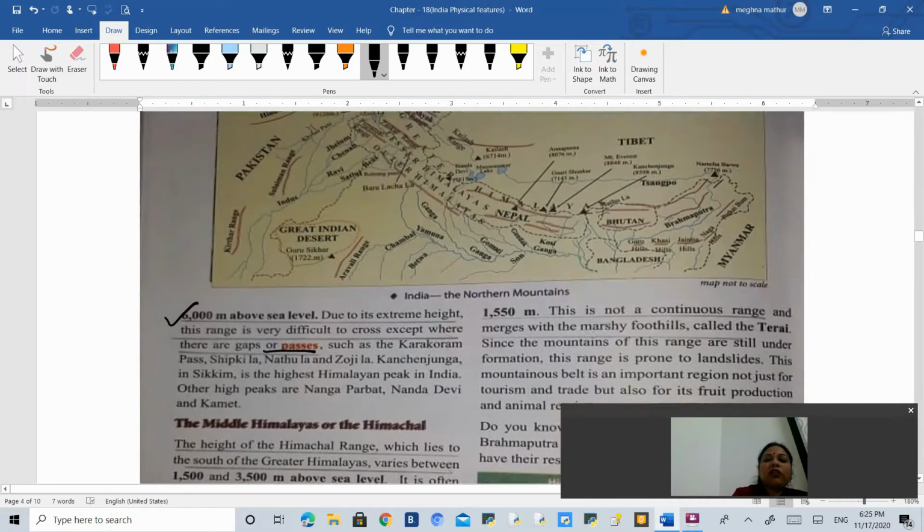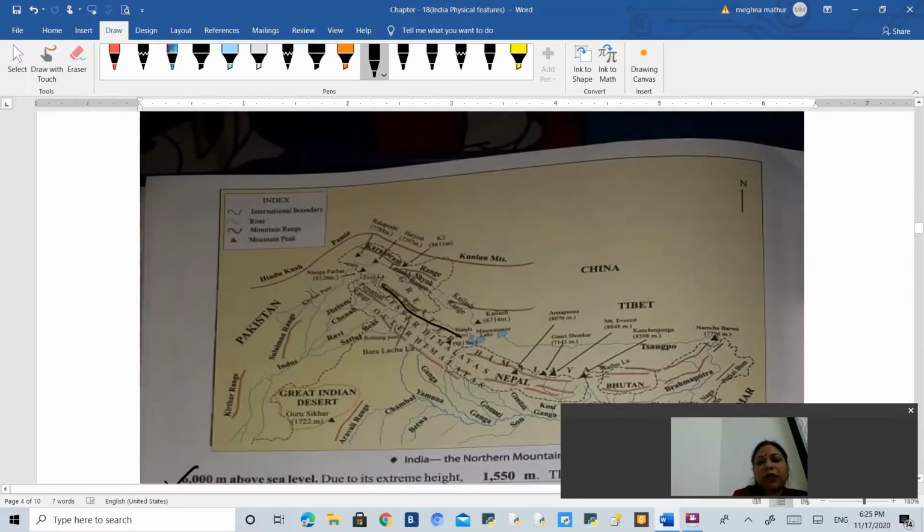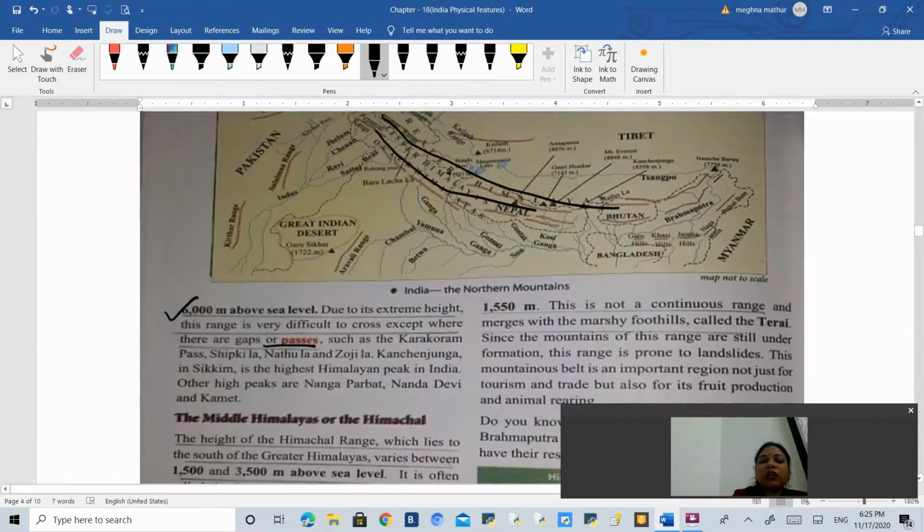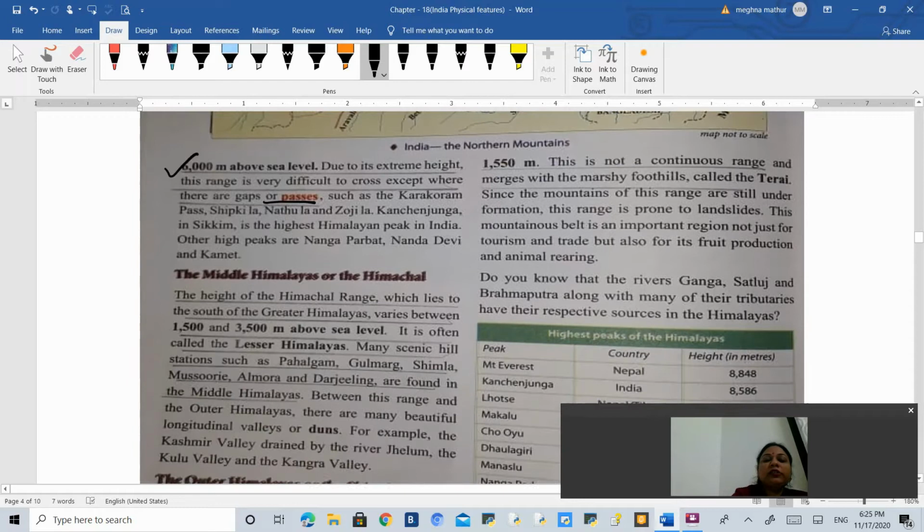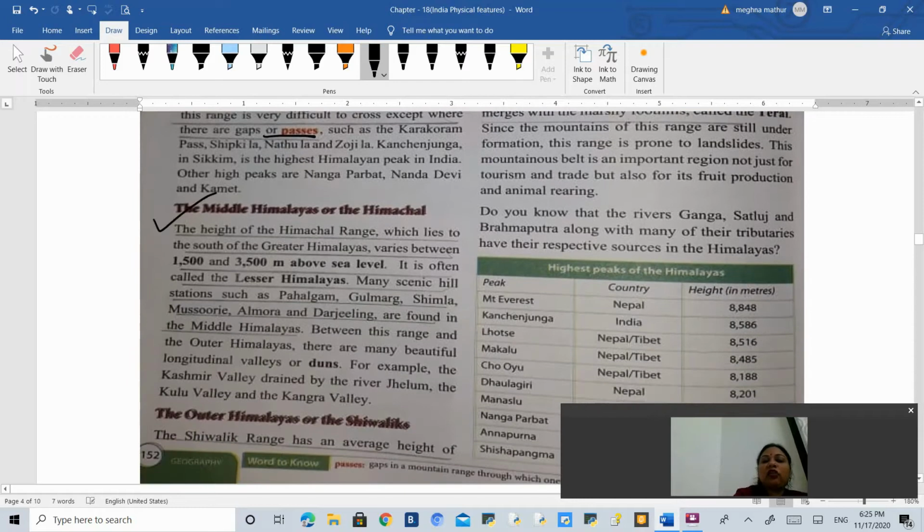Then the second mountain range after these are the Great Himalayas, and then we have the Lesser Himalayas. The Middle Himalayas are also called the Lesser Himalayas, or they are also called Himachal. So the Middle Himalayas are also called Himachal.